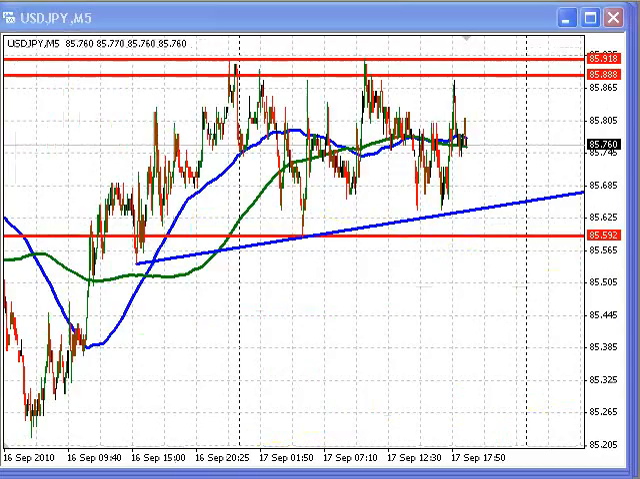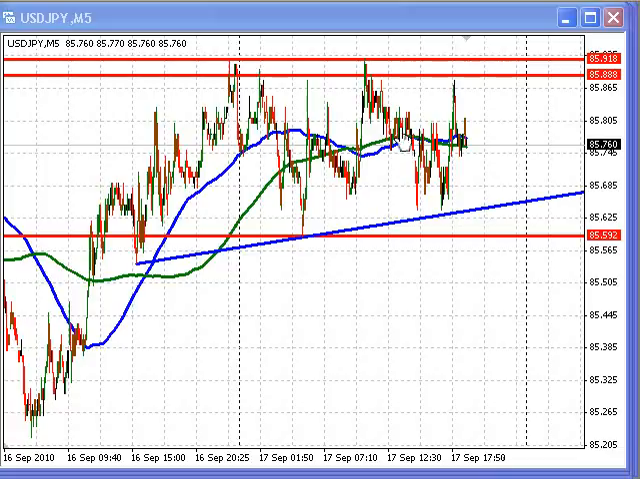What can we say about the dollar yen today, except that it's in a very narrow trading range? The low has come in around the 85.60 level. The high has come in at the 85.92 level. That's 32 pips of a low to high trading range. Not the kind of range that you make a lot of money at as a trader.